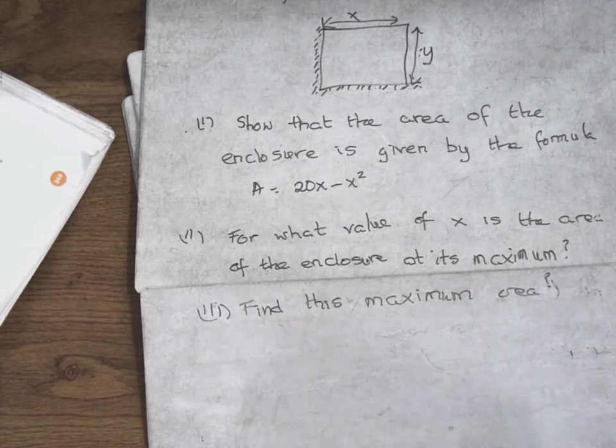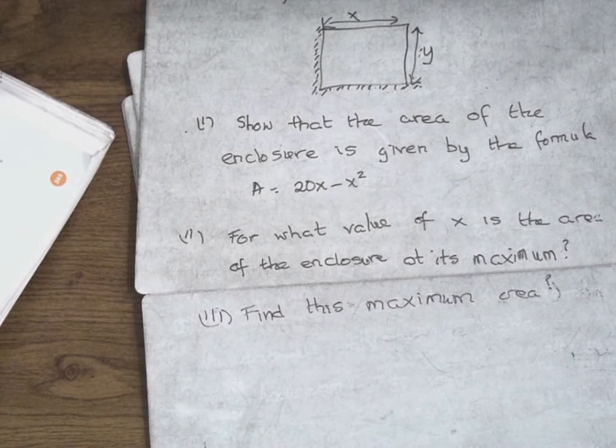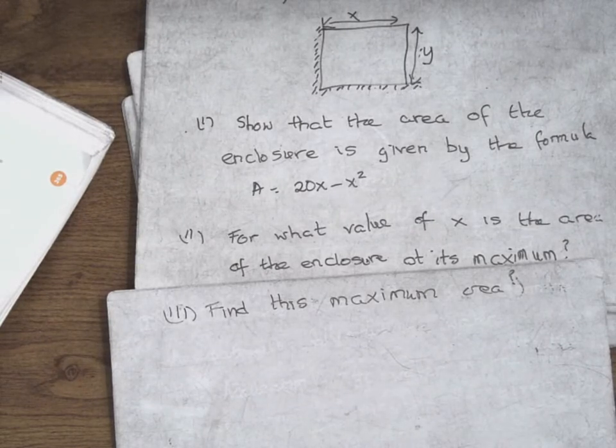Find this maximum area. The word differentiation is not mentioned at all in here. So you have to be able to read these stories and recognize that I need to differentiate here. What's the key word here? What's the word that's going to make your brain say, oh, I need to differentiate? Maximum. That's the word that's going to make you think, oh my God, I have to differentiate here. So first off we have to start with part one.